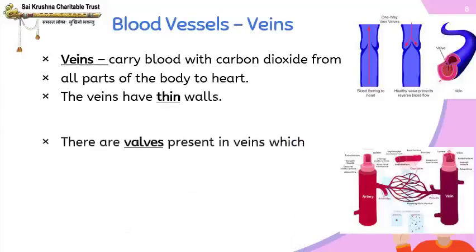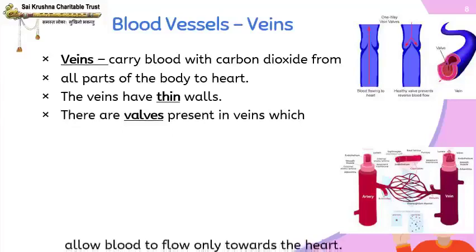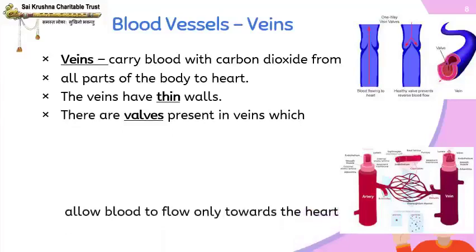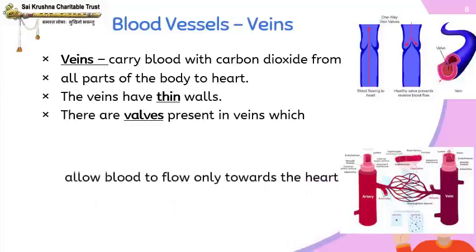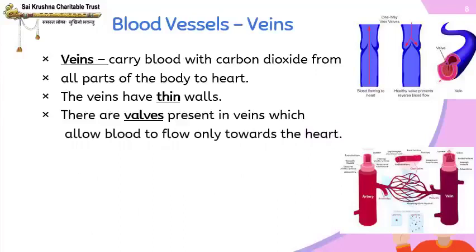Now, since blood does not have much pressure like in arteries, the walls of veins are thin. They are not very thick walls. But they have a special feature called valves. What these valves do, you can see it here. The valves allow blood to flow only in one direction. If the blood flows in the reverse direction, they close. Because they don't have pressure, this valve helps that blood flows only towards the heart and not in the reverse direction.